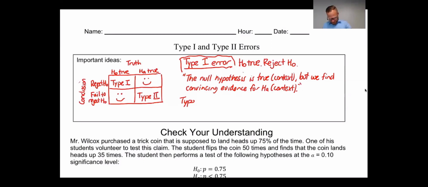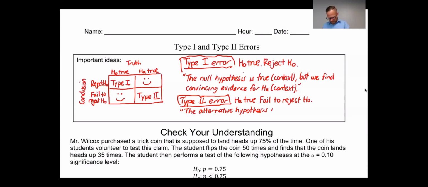For a type 2 error, well, first, we know from the table, but we also know from the activity that a type 2 error means that the alternative hypothesis is true. And the error or mistake that we've made here is that we fail to reject the null. So let's talk about how we would interpret this one here. All right, so we would say the alternative hypothesis is true. And this is where we would put in whatever the context is for the alternative hypothesis.